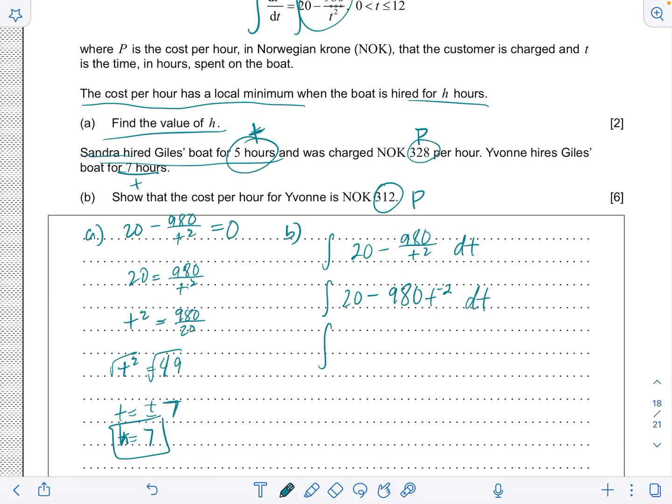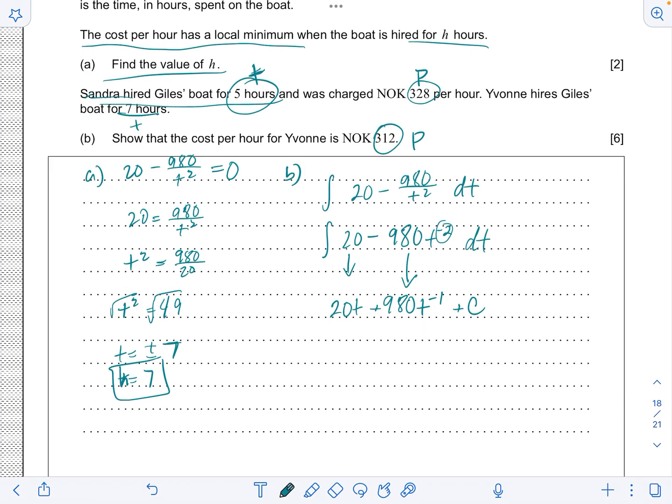So then now when I integrate, that 20 becomes 20t. It gets a variable. Then minus 980 t to the negative 2, we increase that negative 2 to negative 1, and multiply negative 980 by negative 1, it becomes positive 980 t to the negative 1, and then add a constant at the end. Now, if I want, I could rewrite this as 20t plus 980 over t plus c. That gives me p.